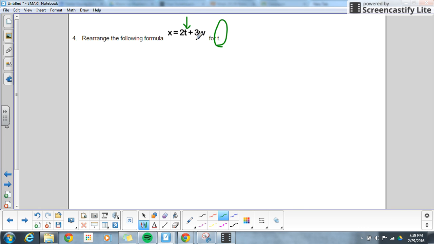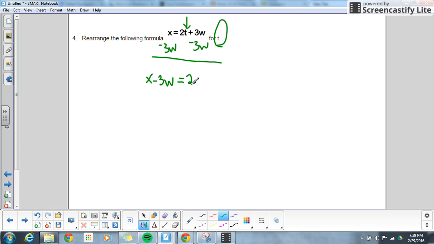So the first thing that I'm going to do is I need to get rid of this plus 3w. In order to do that, I'm going to undo it by using the inverse operation. So I'm going to subtract 3w from the right side, and we know that whatever we do to one side, we have to do to the other side. That's called the addition property of equality. Alright, so now that's going to give me x minus 3w equals 2t.